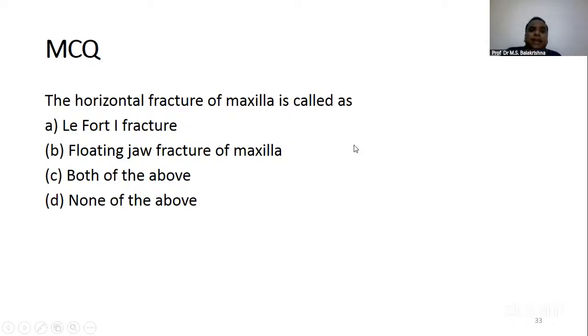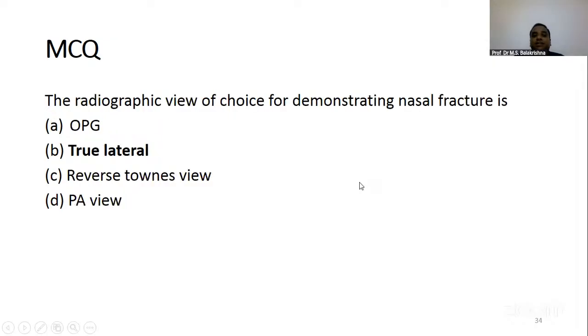Horizontal fracture of maxilla is also called as. So this is a straightforward question. This is nothing but Le Fort 1 fracture or floating fracture. The answer is C, both of the above. Don't jump and write option A. Answer A will be wrong. Both 1 and 2 are correct. So answer C is the answer.